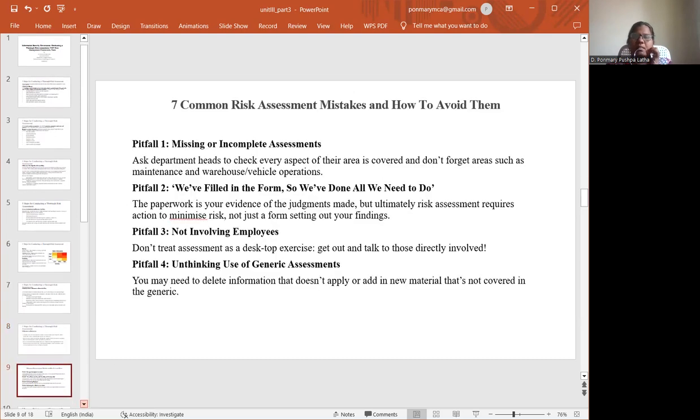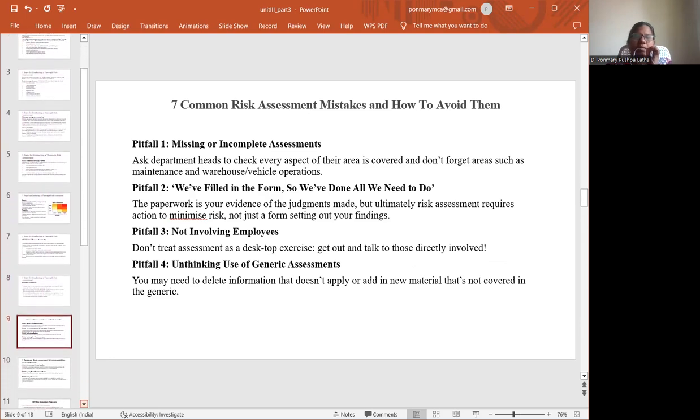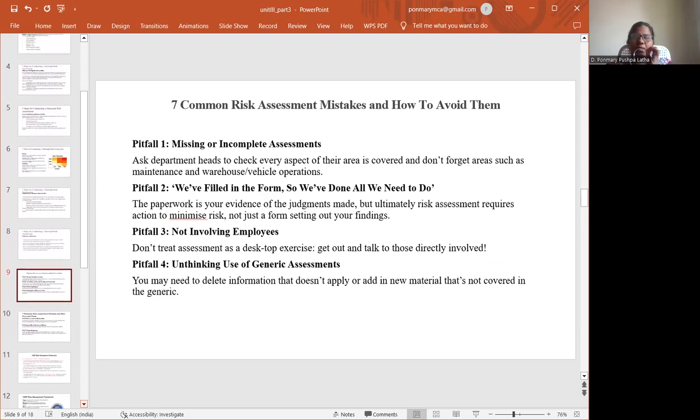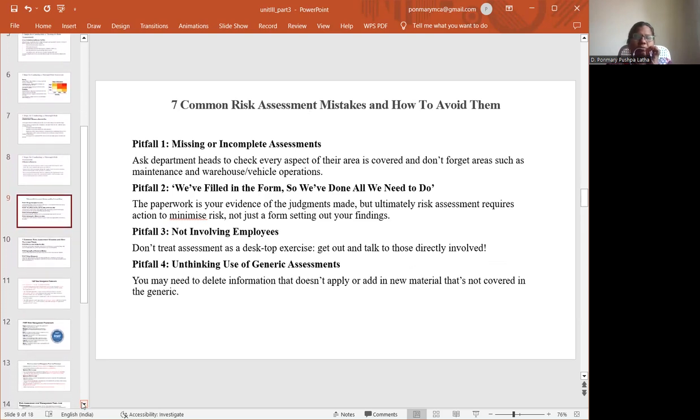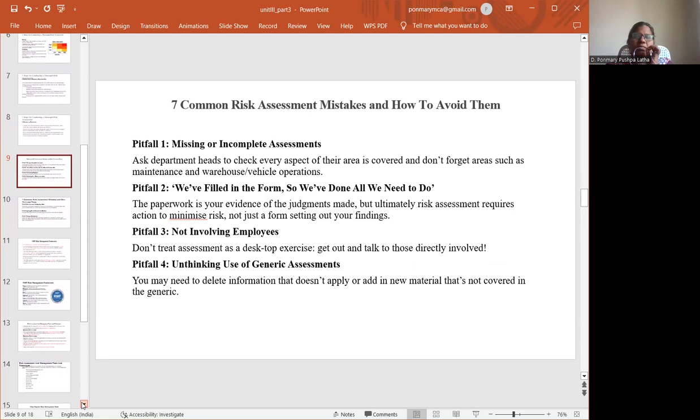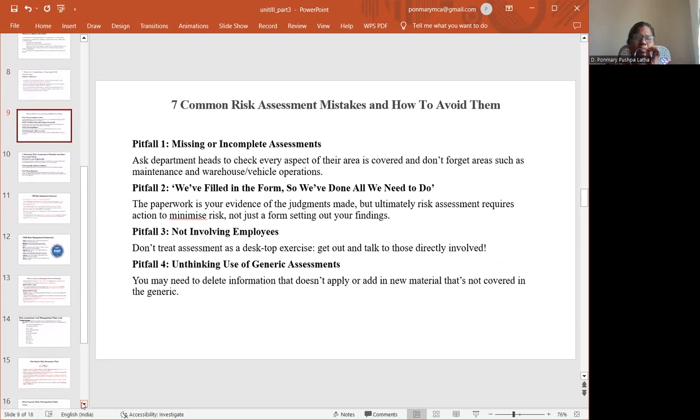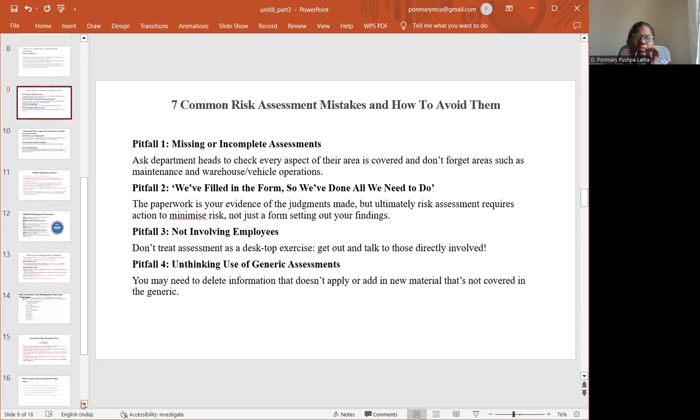The next thing is, we are going to see the 7 common risk assessment mistakes and how to avoid them. The first mistake is a missing or incomplete assessment. We tell the people to assess the information, but even then sometimes people are not doing it completely, or the assessment is incomplete.